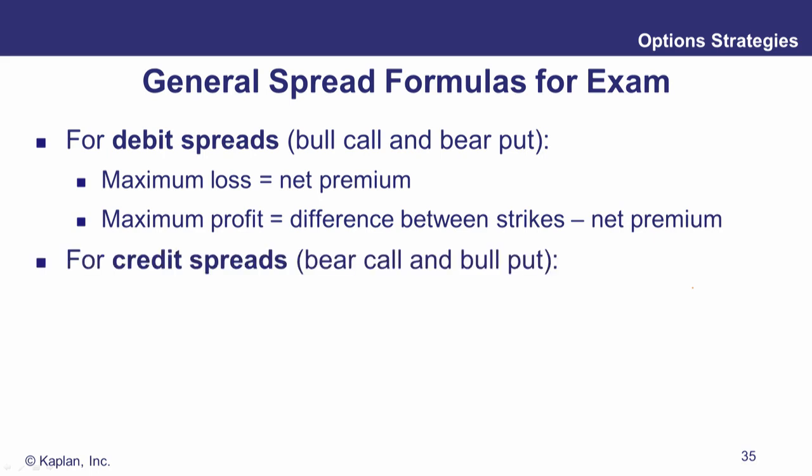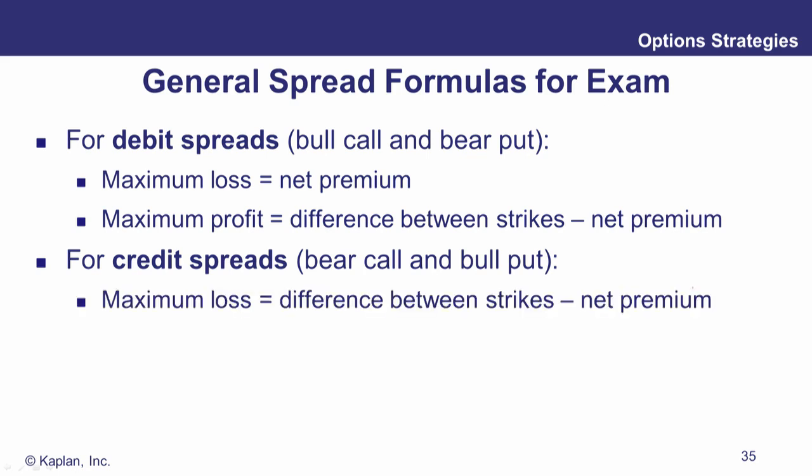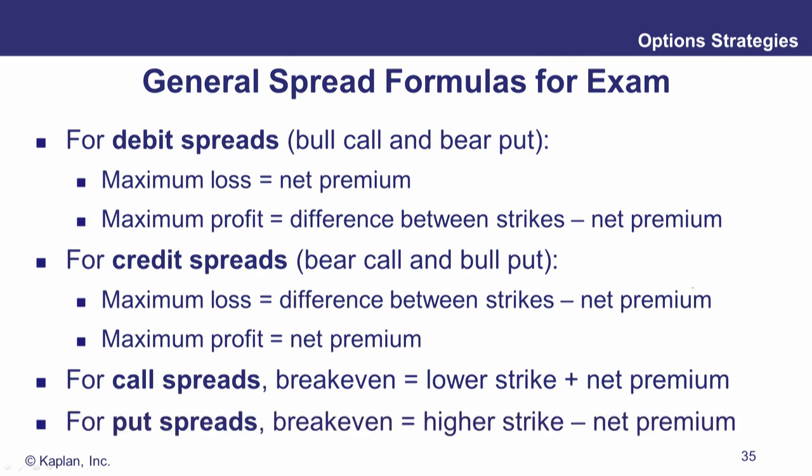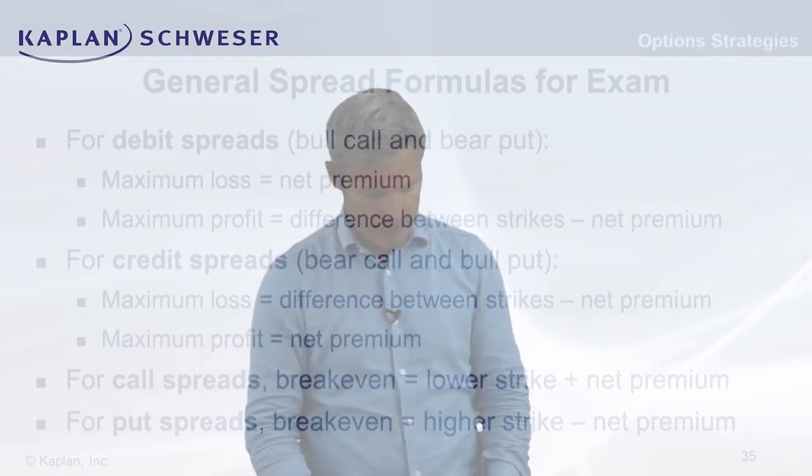For credit spreads, that's bear call and bull put. Maximum profit is the net premium, that inflow, and then of course your maximum loss is the difference between the strikes minus that inflow. For call spreads, the break-even is the lower strike plus the net premium, and for put spreads, the break-even is the higher strike minus the net premium.